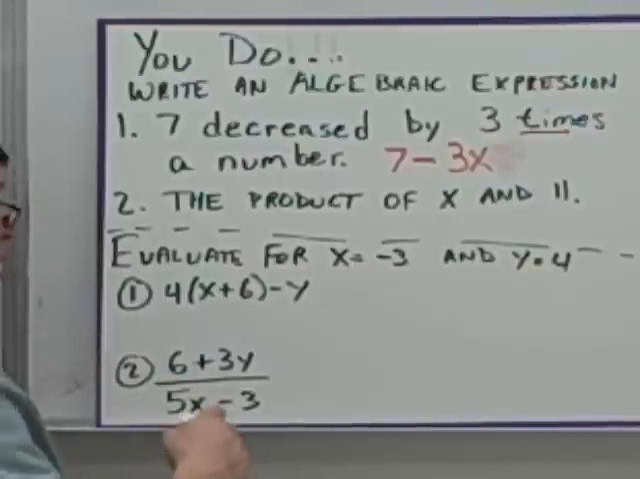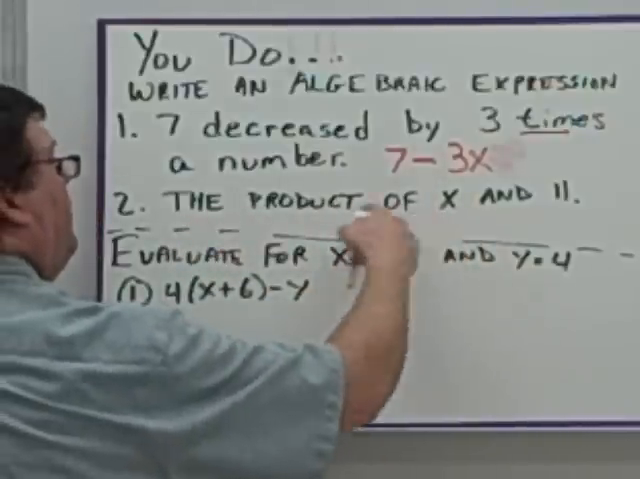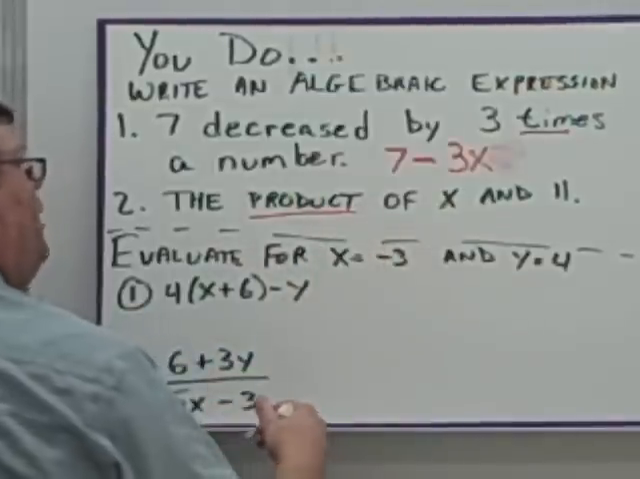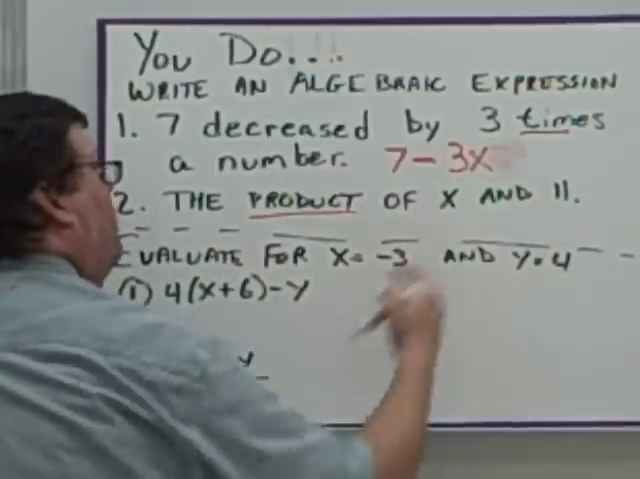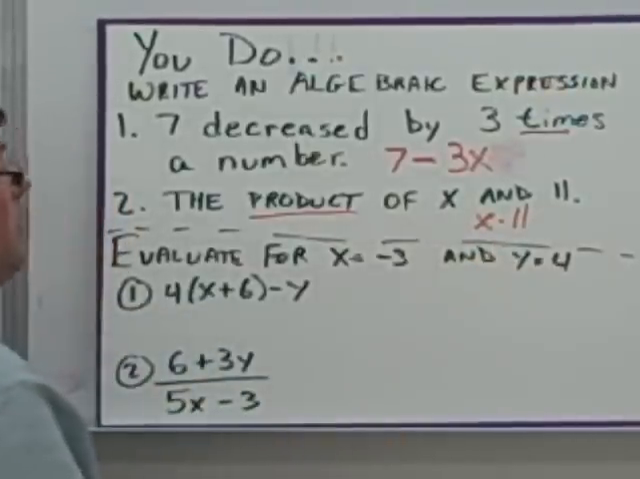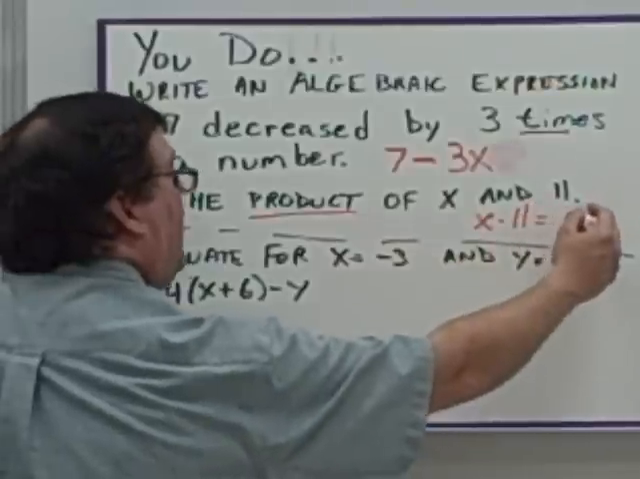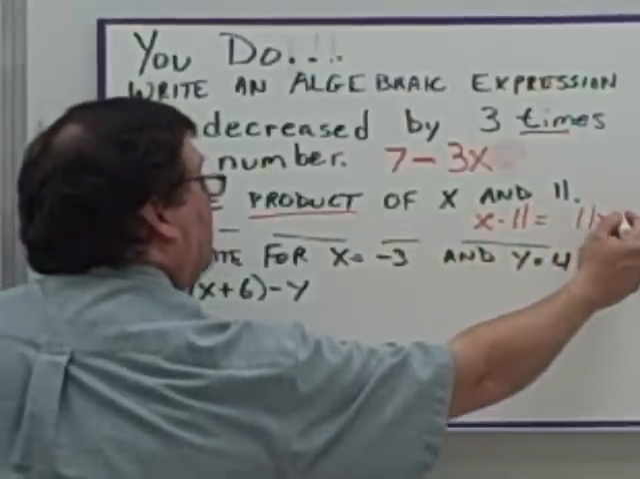because any number next to a letter, you are multiplying. The product of x and 11. Well, again, the product here is telling me multiplication, so I'm multiplying these 2. I could write that as x times 11, but in good form, you put the variable second. So this should be written as 11x, like that.